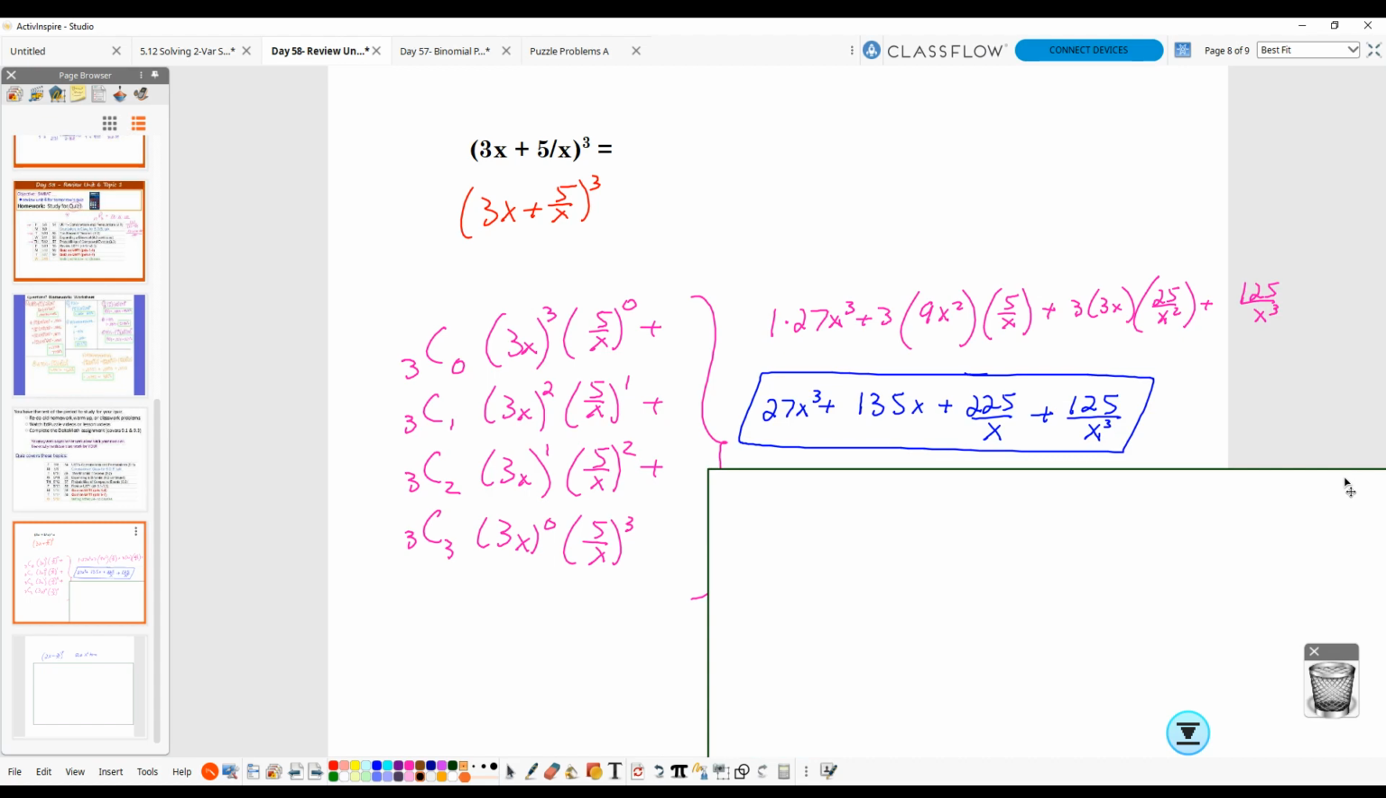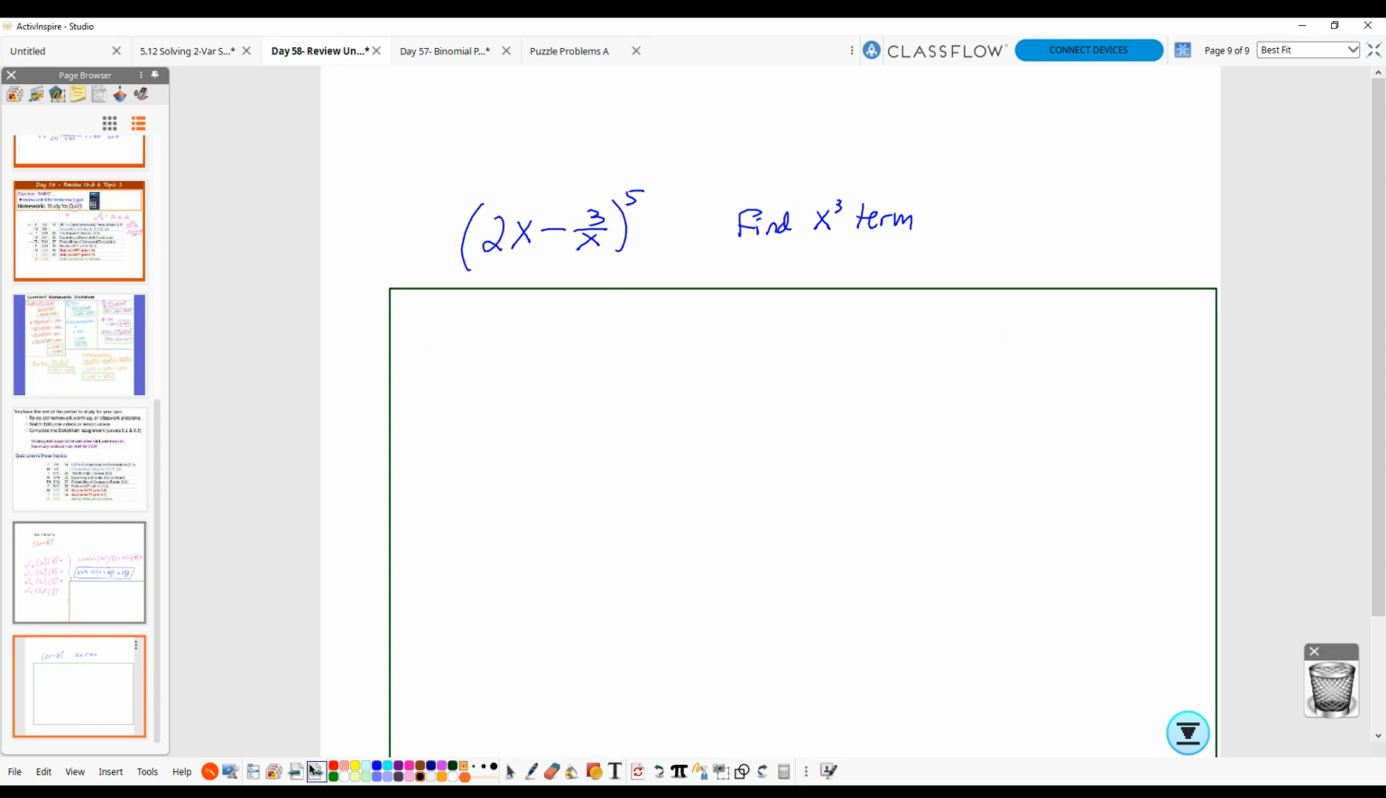So given that example, how would we find the x to the third term given this? 2x minus 3 over x, all to the fifth. I don't want to find all 6 terms. I only want to find the x to the third term. Pause the video and think about it.